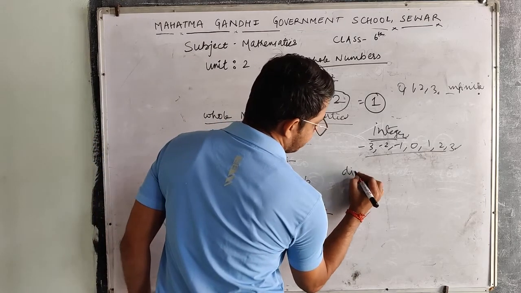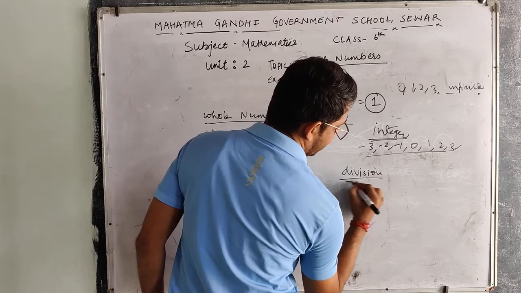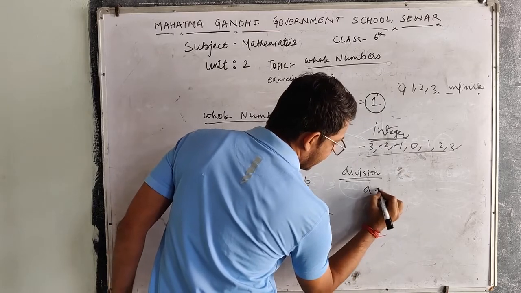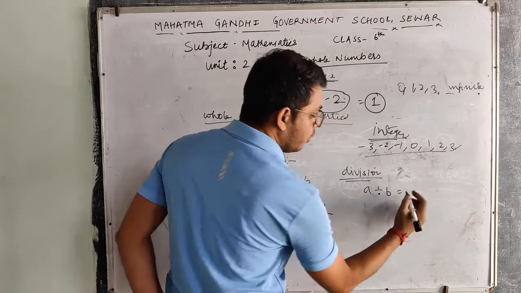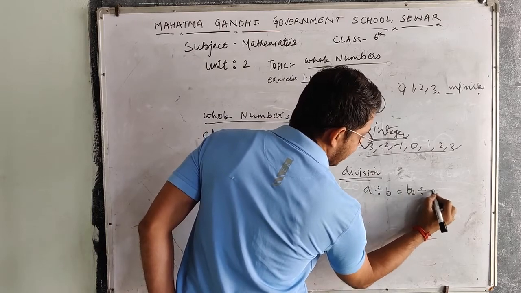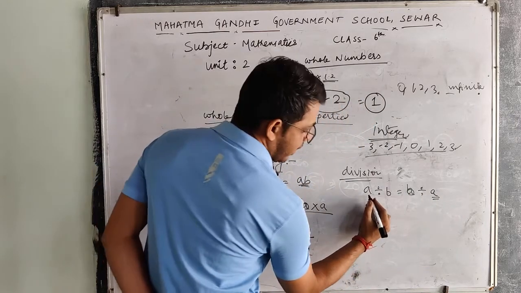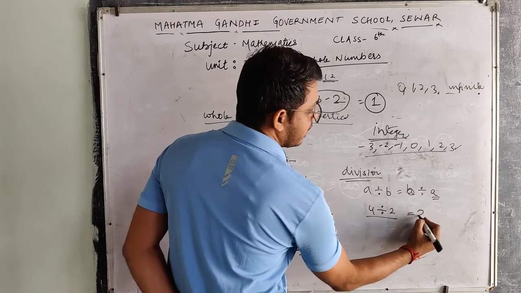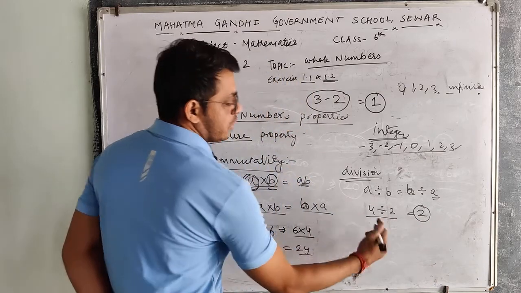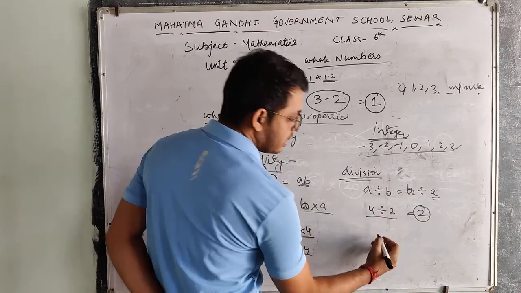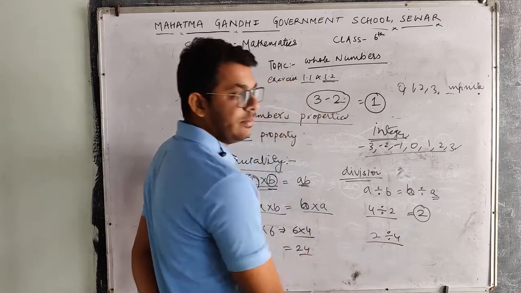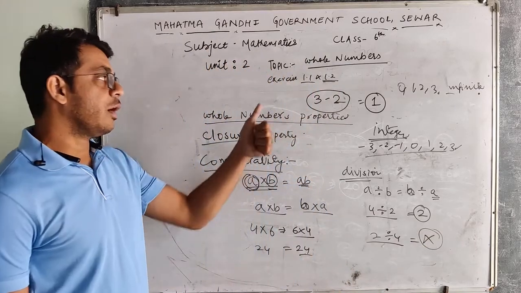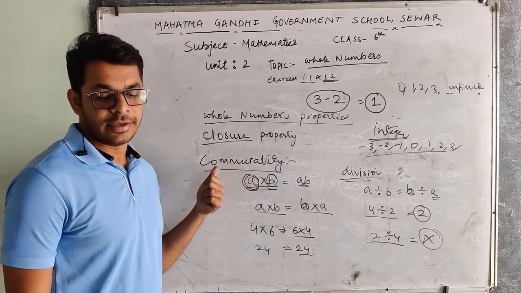Let's see about division. If I divide A by B, is it equal to B divided by A? If I write in place of A 4 divided by 2, what will be the result? The result is 2. But if I alter this number sequence, if I divide 2 by 4, the result will not be the same. It means under division, whole numbers do not follow the property of commutativity.